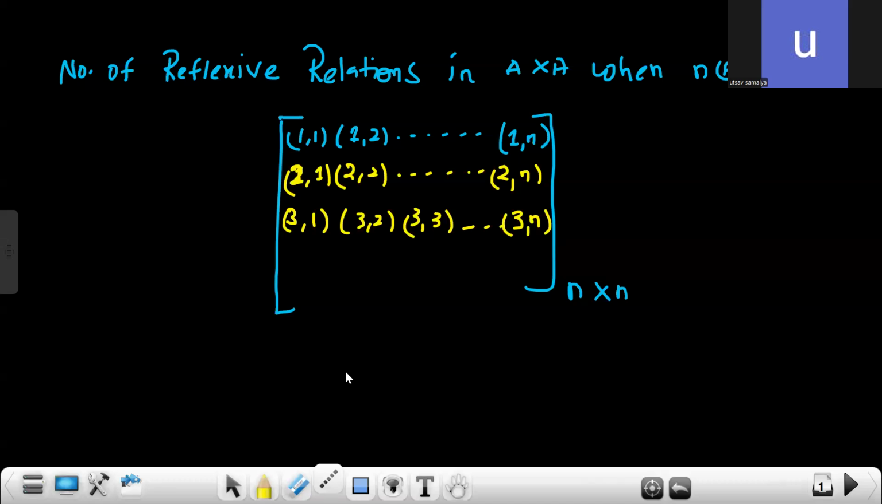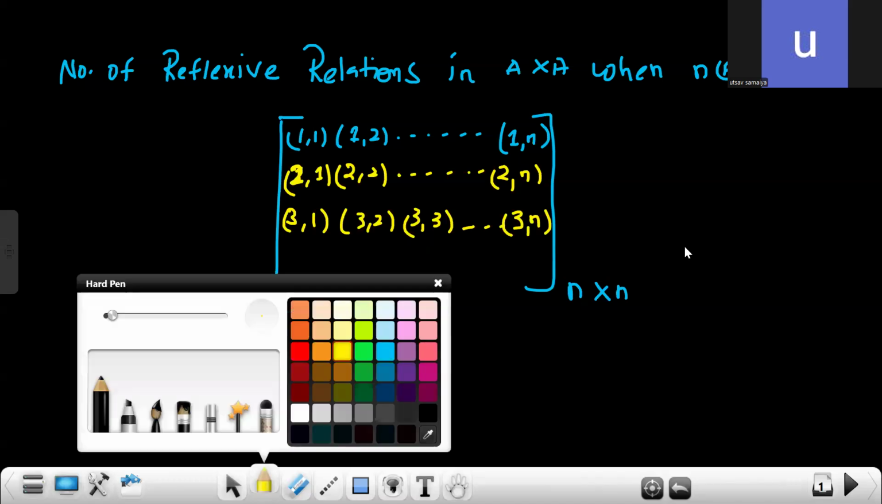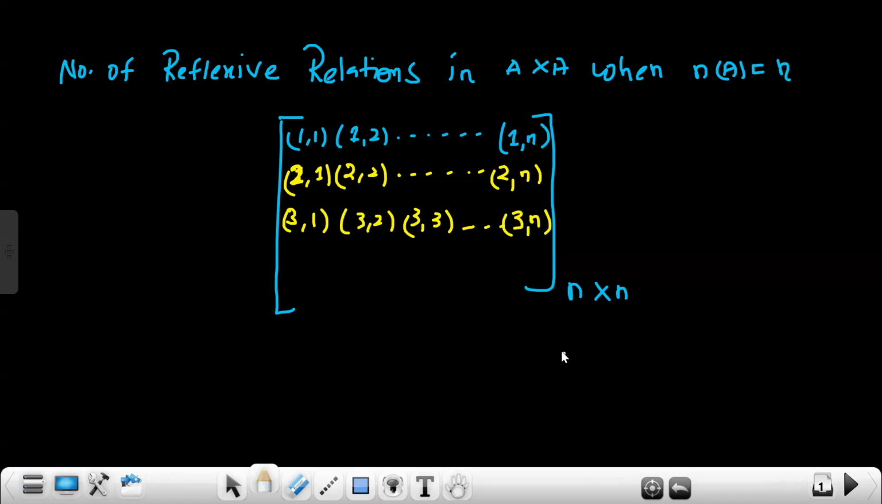So today we are going to discuss something related to relations and functions, and that is how to find the number of reflexive relations in A cross A when there are n elements in set A. So we know that we can represent relations in the set A to A in the form of a matrix whose order is n cross n. This is the order of that matrix.